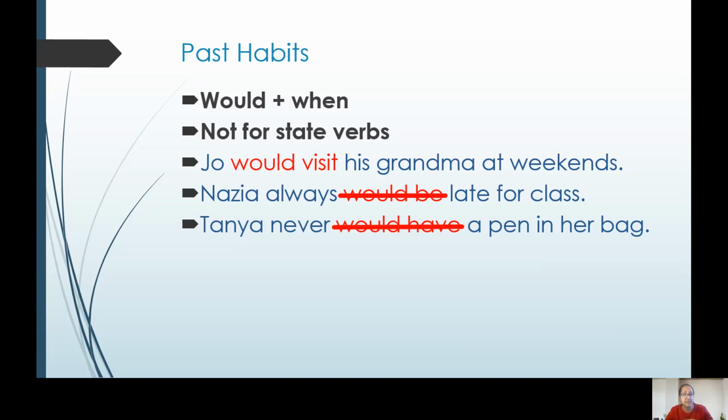For these two examples, we would just use used to. Nazia always used to be late. Tanya never used to have a pen in her bag. Have can sometimes be an action verb, so we could use would. For example, I would have lunch at 12 o'clock when I was at school. A regular action, whereas have a pen is a state.